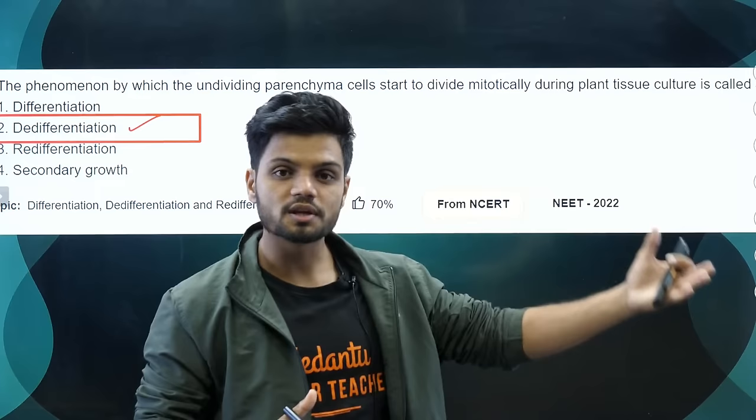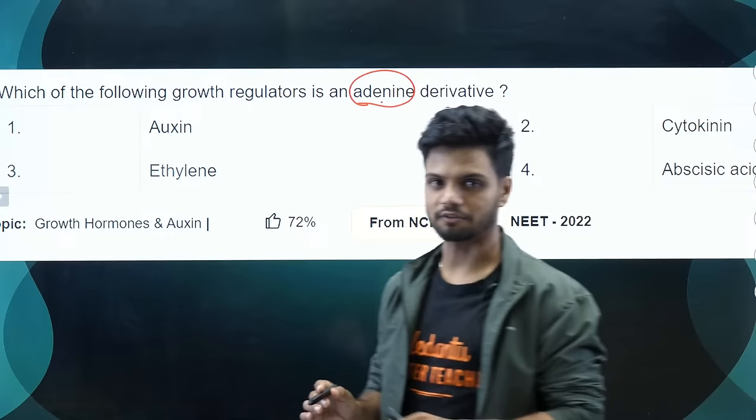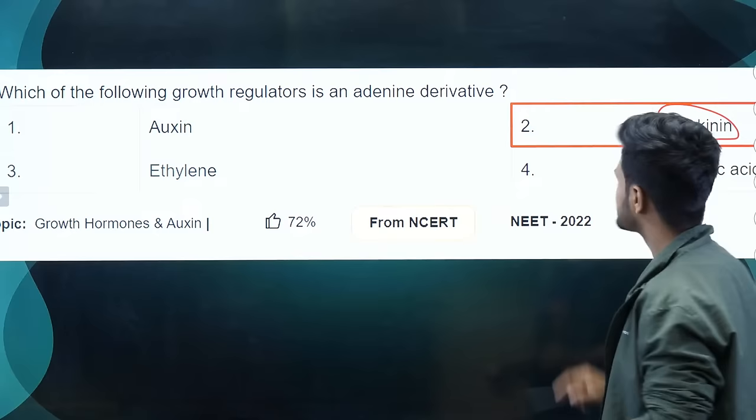Next question. Which of the following growth regulators is an adenine derivative? Adenine derivative. Students, you should know every single growth regulator and its derivative is very important. So adenine derivative, all of you know, it is your cytokinins. Cytokinins are your adenine derivatives.